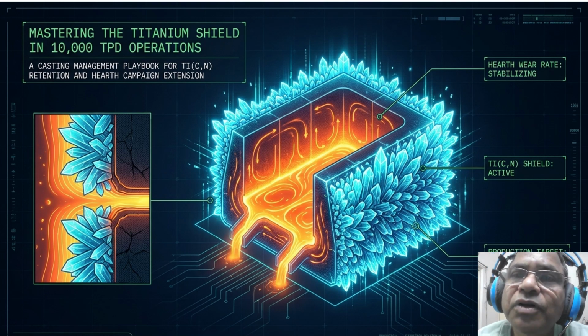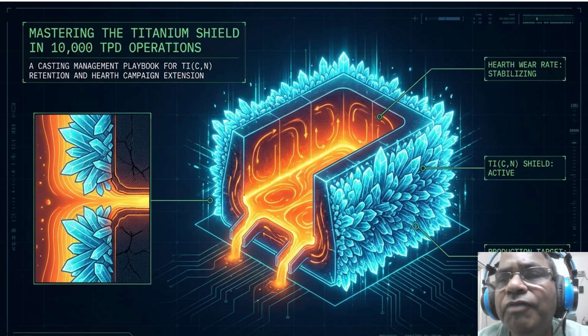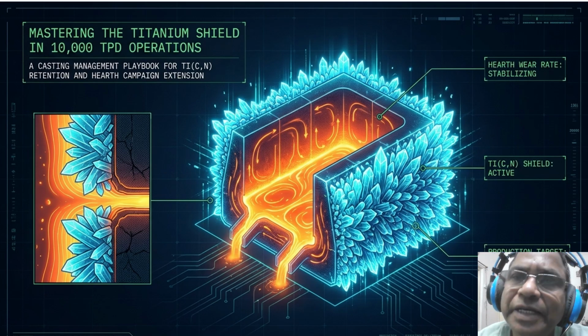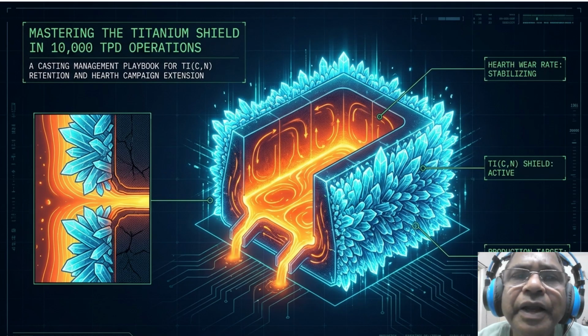Producing 10,000 tons of hot metal per day is a massive achievement. But it puts your hearth under a relentless hydrodynamic threat. As a senior process engineer, I have seen many times how the high velocity of this metal, due to asymmetric abnormal conditions, ends a campaign year too early.